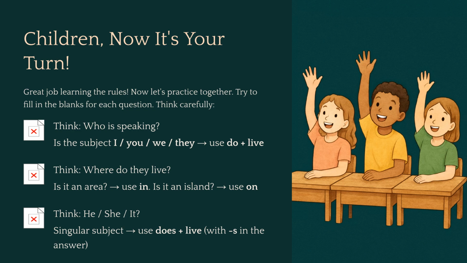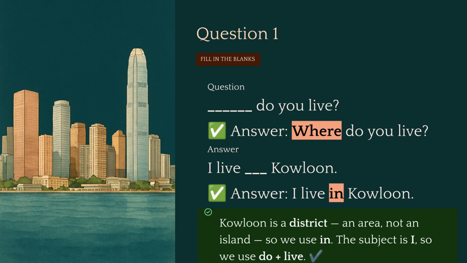Children, now it's your turn. Think carefully. Who is speaking? If the subject is I, you, we, or they, use do and live. Is it an area? Use in. Is it an island? Use on. If the subject is he, she, or it, use does and add s in the answer. Let's try. Question 1. Fill in the blanks.